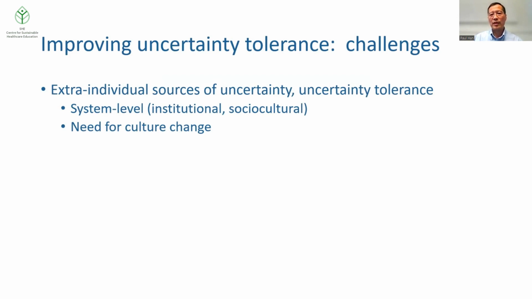We tend to think of, and this is the way it's been conceptualized in the behavioral research literature, uncertainty intolerance as an individual characteristic. It's very intrapsychic. It's a phenomenon that needs to be addressed by individuals. That's true to a certain extent, but we also know that there are system-level sources of uncertainty and uncertainty intolerance that lie at the institutional, socio-cultural levels. And in essence, if we're talking about improving uncertainty tolerance, we're talking about the need for culture change.